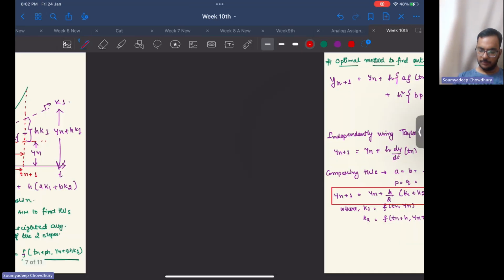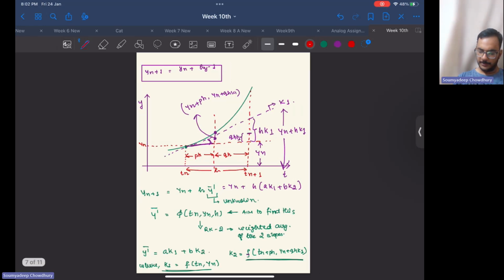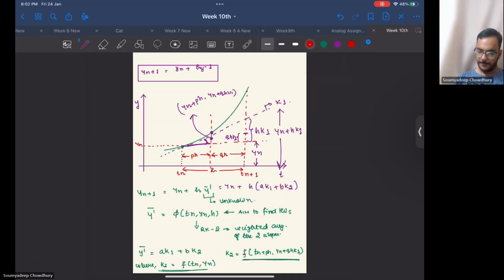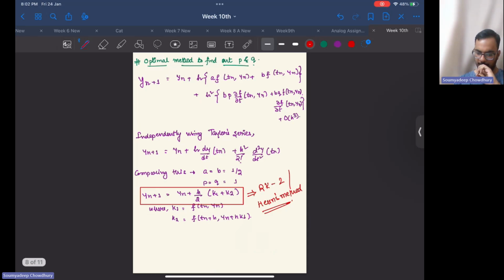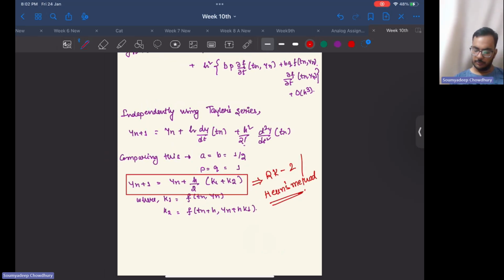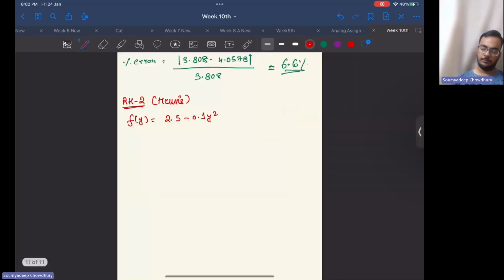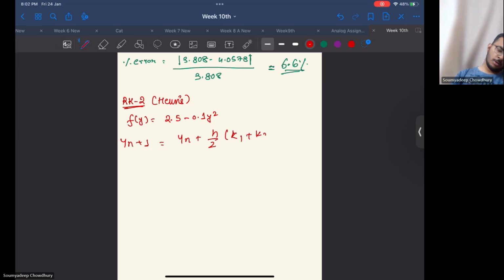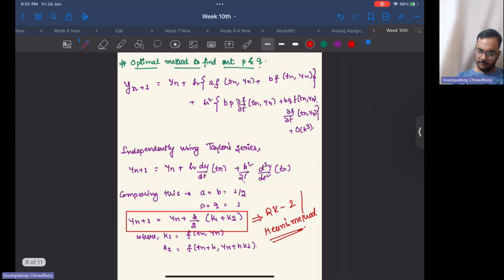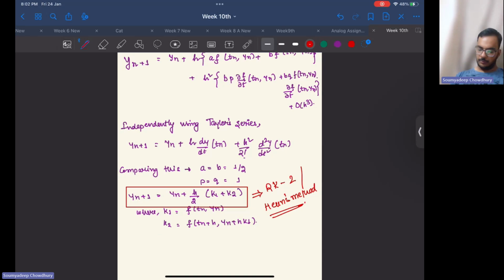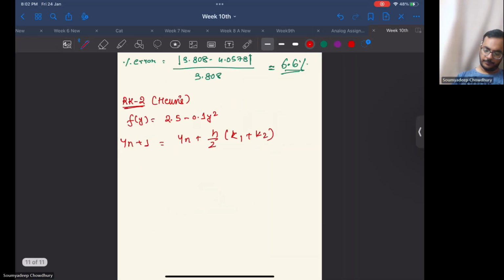So what was the equation? I forgot. That was this one, right? This one was y n plus 1 equals y n plus h by 2 into k1 plus k2. What are the values or slopes of k1 and k2? k1 is f of t n and y n, and k2 is f of t n plus h and y n plus h k1.